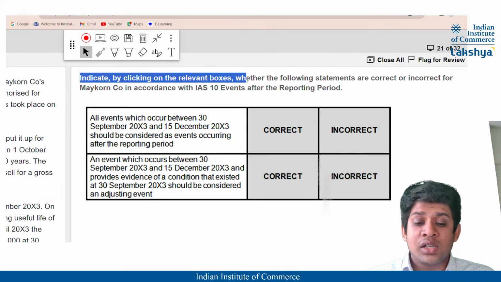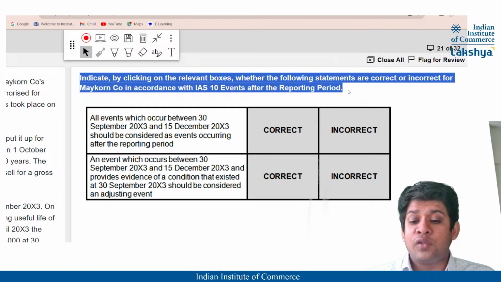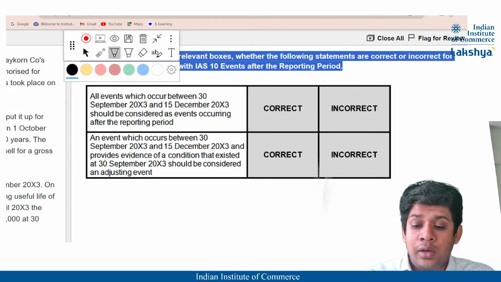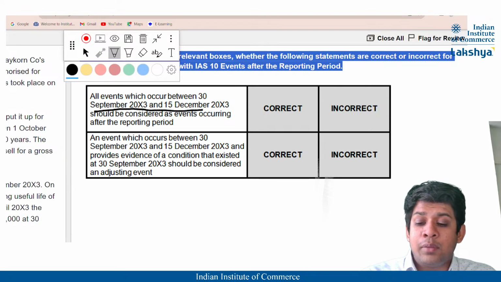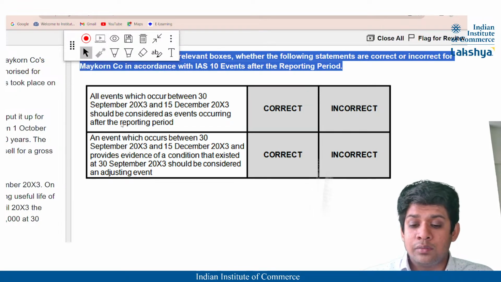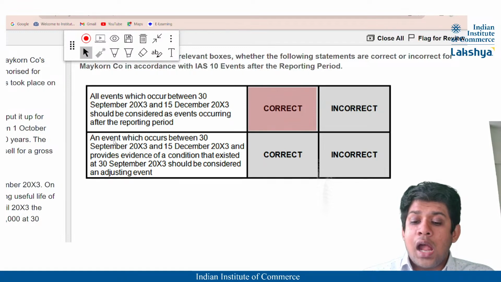Indicate by clicking the relevant boxes whether the following statements are correct or incorrect for Macon Company in accordance with IAS 10 events after the reporting period. All events which occur between 30th September 2013 and 15 December 2013 should be recognized as events occurring after the reporting date. Yes, correct. It is not like recognized, because non-adjusting events are not recognized, right? They should be considered as events after the reporting date. Yes, this is correct.